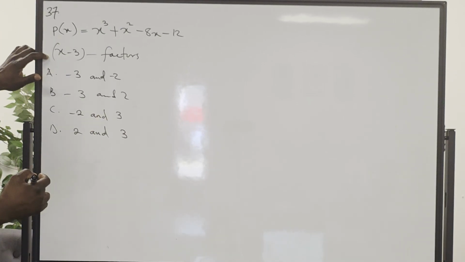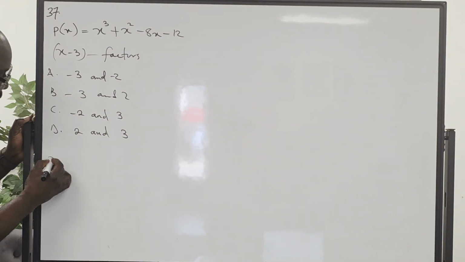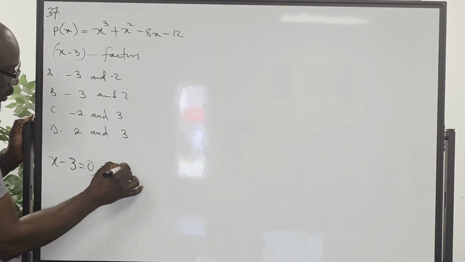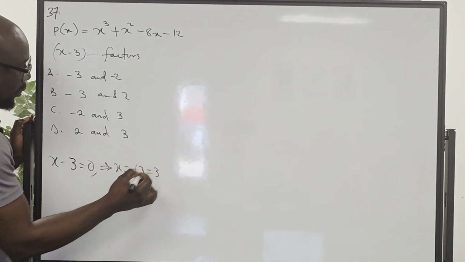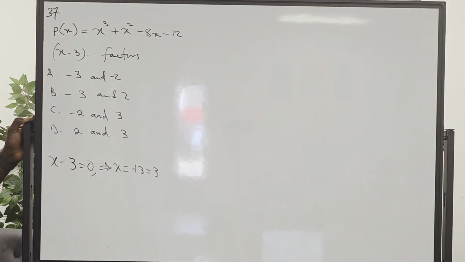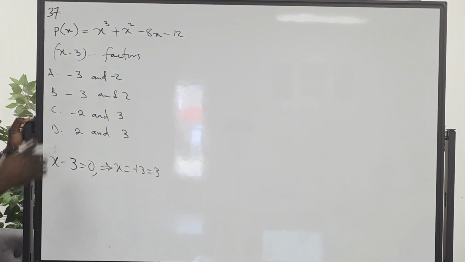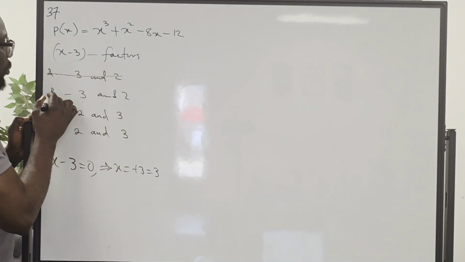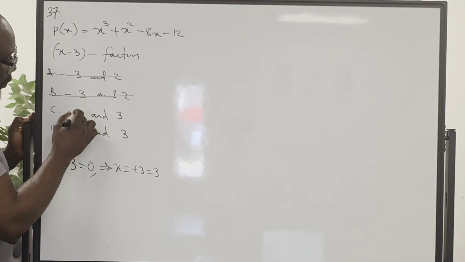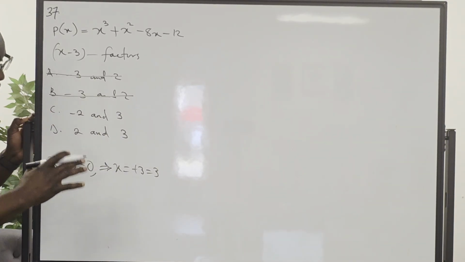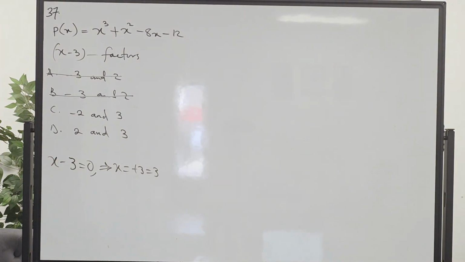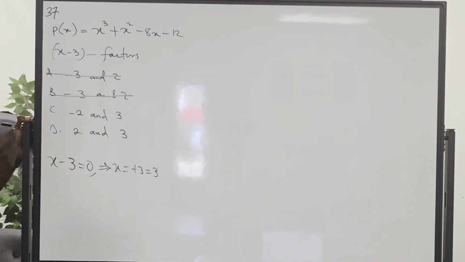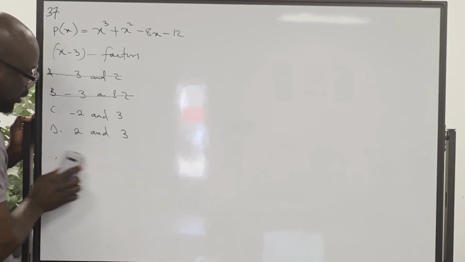Well, since they gave us the first factor as x minus 3, which means that x minus 3 is equal to 0, so that x is equal to plus 3. So we can remove any option that does not have 3 as the answer. So we can strike this out, and we can strike this out. So we have C and D that we really need to work on to see which one is the answer. This is how you can increase your odds of getting the right answer.